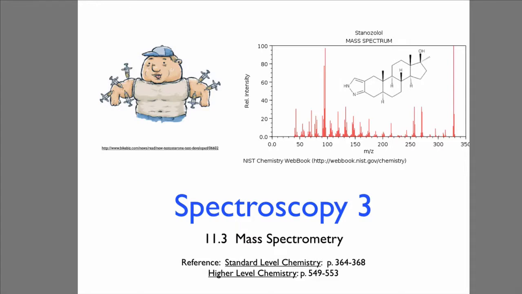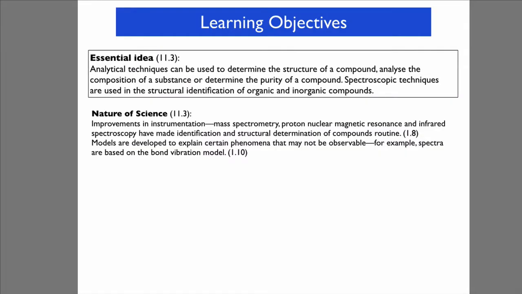Spectroscopy 3, mass spectroscopy. Essential idea: analytical techniques can be used to determine the structure of a compound, analyze the composition of a substance, or determine the purity of a compound. Spectroscopic techniques are used in the structural identification of organic and inorganic compounds. Improvements in instrumentation.